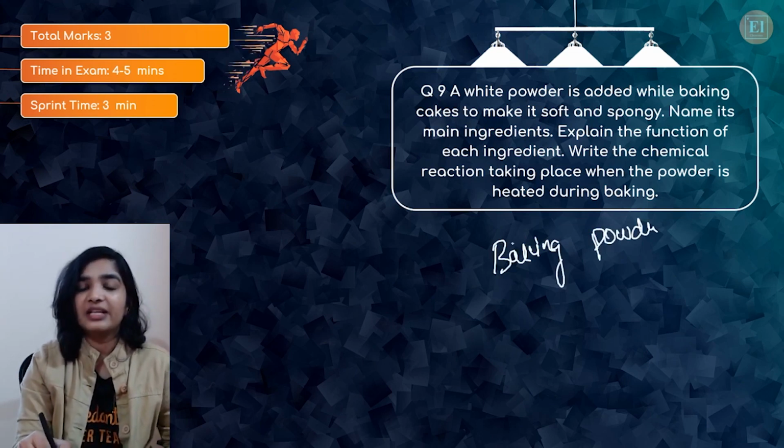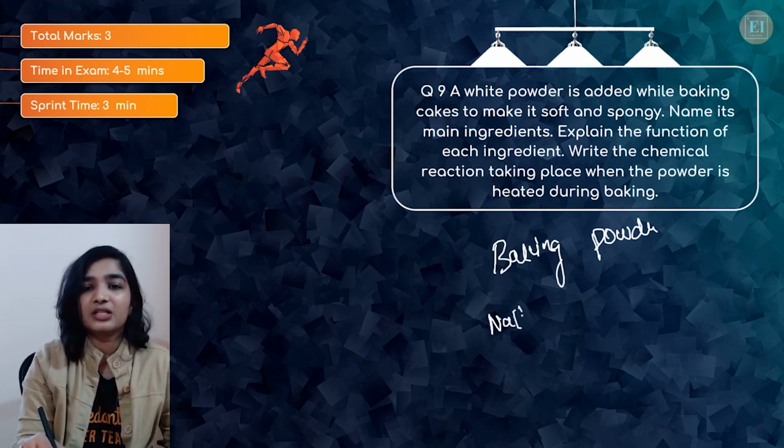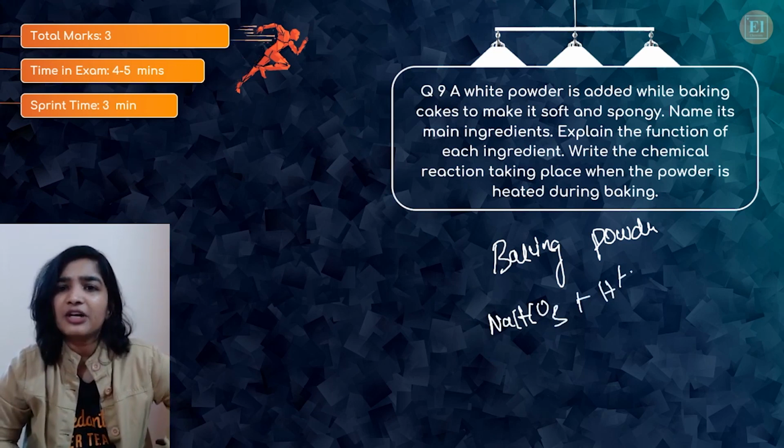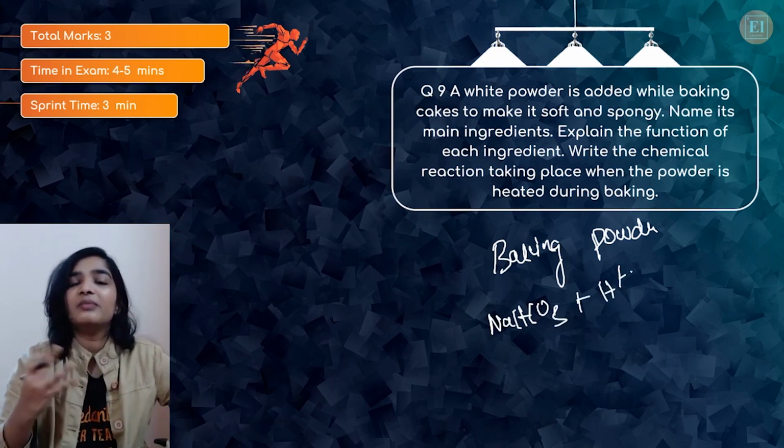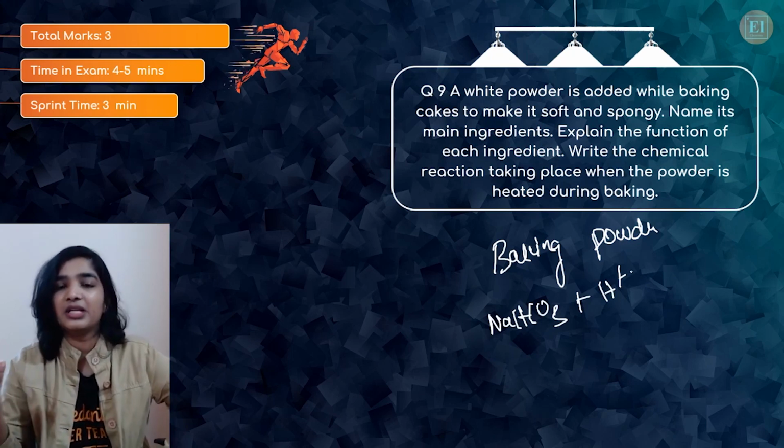Name its main ingredients. The main ingredients are sodium bicarbonate and tartaric acid, H plus, an edible acid. Explain the function of each ingredient. So, sodium bicarbonate, when it is heated or mixed with water, carbon dioxide will be liberated, which makes the cake soft and spongy.